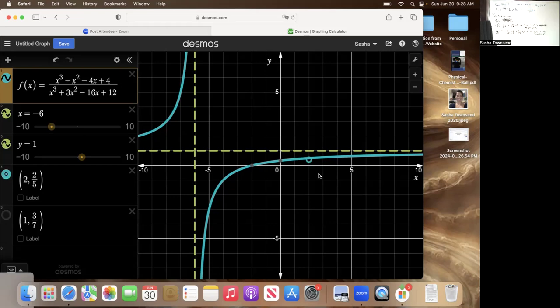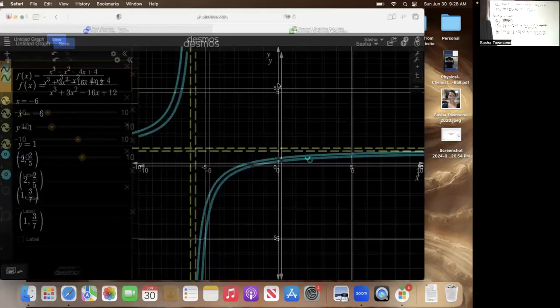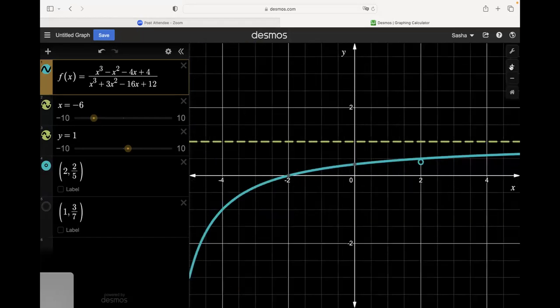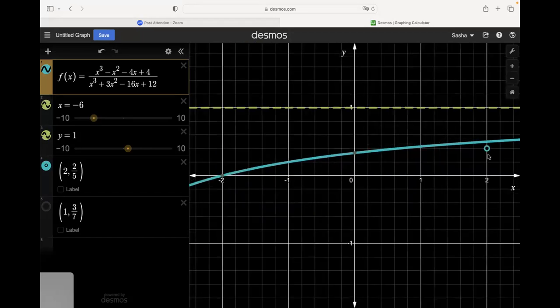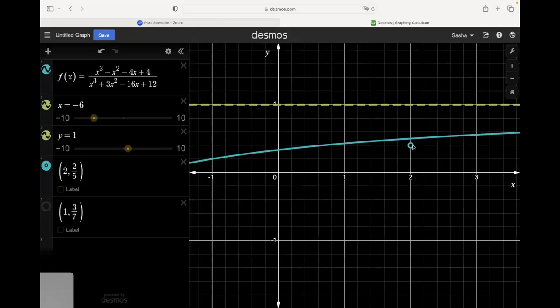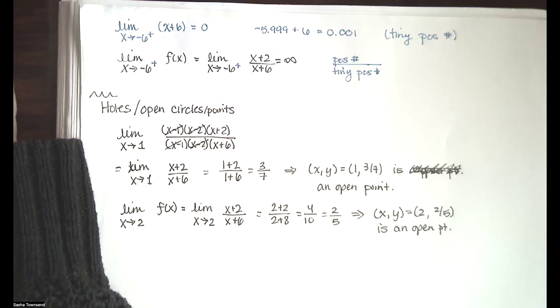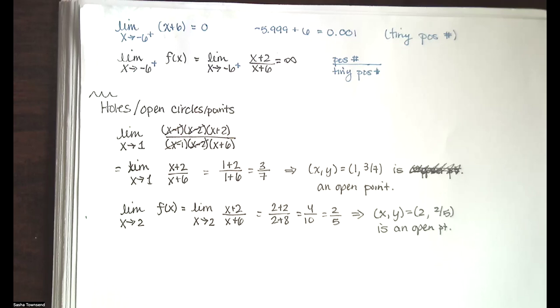Notice when I tried to graph that point, it doesn't cross the axis at the point that you'd expect it to. If we try to zoom in, see how it's below the graph? That tells me that's the wrong point. I must have made a mistake. Let's look at that one. It's actually on the graph. So that one works. This one doesn't. So I must have made a mistake. Let's go back to our paper and see what we've got.